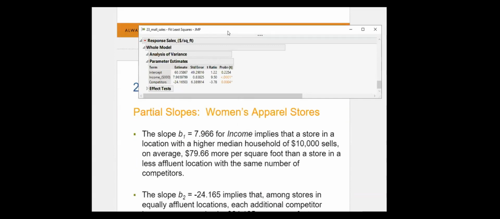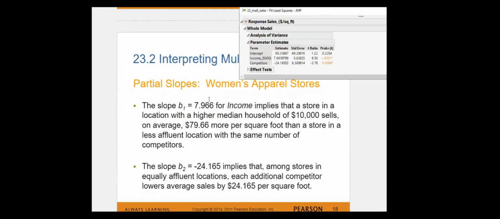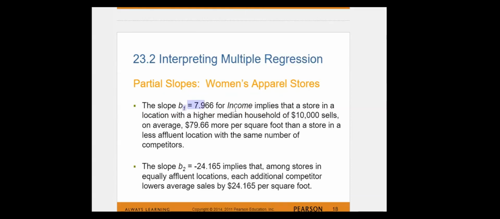And then we have interpreting multiple regression. So the slope of 7.9 of income implies that a store in a location with a higher median household income of $10,000 sells on average $79.66 more per square foot than a store in a less affluent location with the same number of competitors.